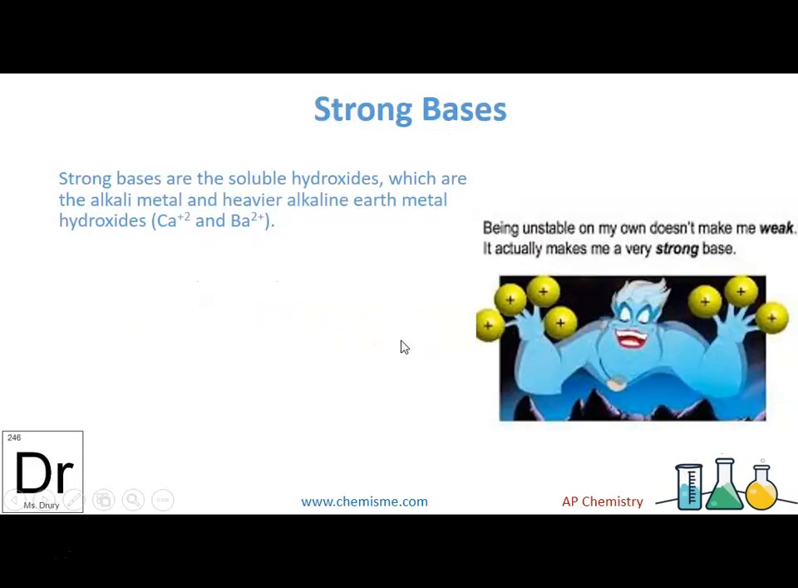Strong bases. The strong bases you need to know and you should write down are the soluble hydroxides, which, if you remember from the beginning of the year, are the alkali metals like potassium, sodium, lithium, and so on.